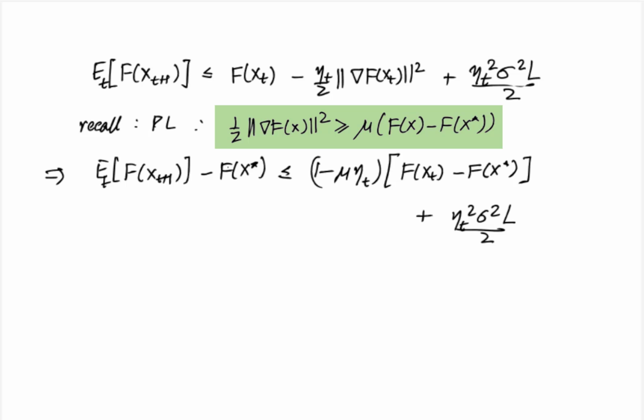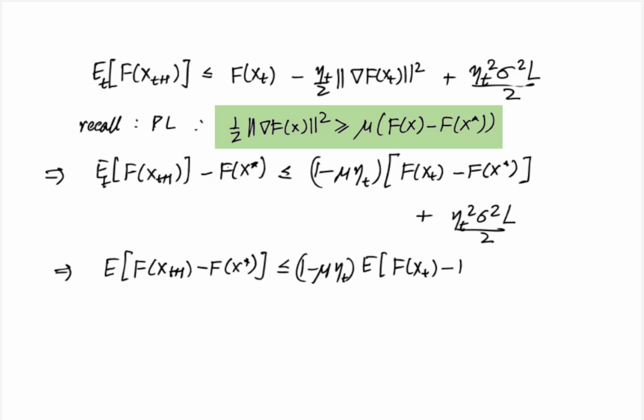This is not yet the one-step inequality because we have expectation with respect to it on the right, but there is no expectation term on the left. To remedy that, we take full expectation with respect to I1 to it on both sides, so as to get expected value of f of xt plus 1 minus f of x star is less than or equal to 1 minus mu eta t times expected value of f of xt minus f of x star plus eta t square sigma square L by 2. If you recall, this form of recursion is exactly the same as we encountered in Frank-Wolfe and subgradient descent algorithms.